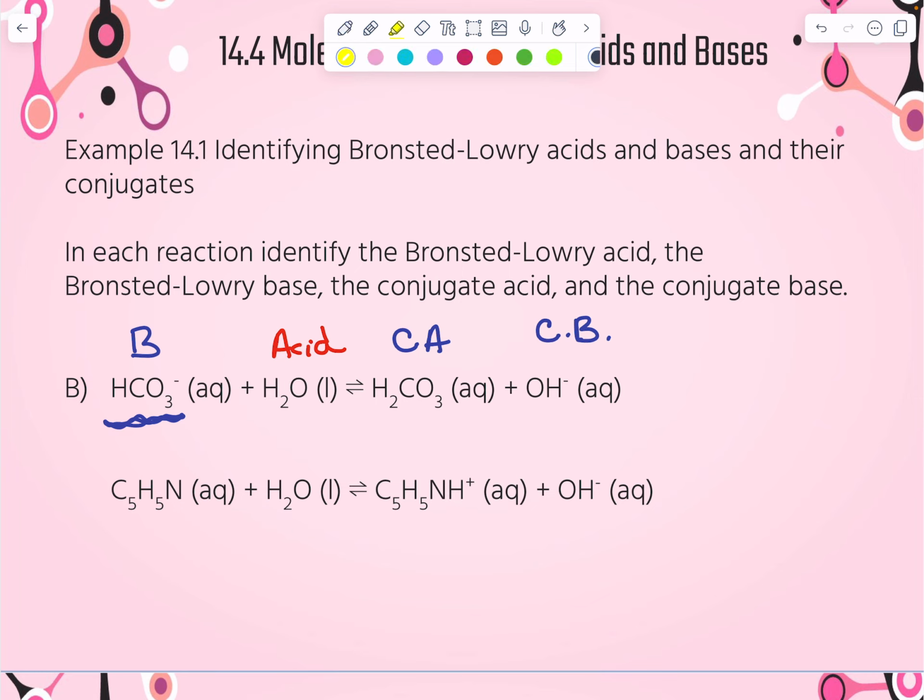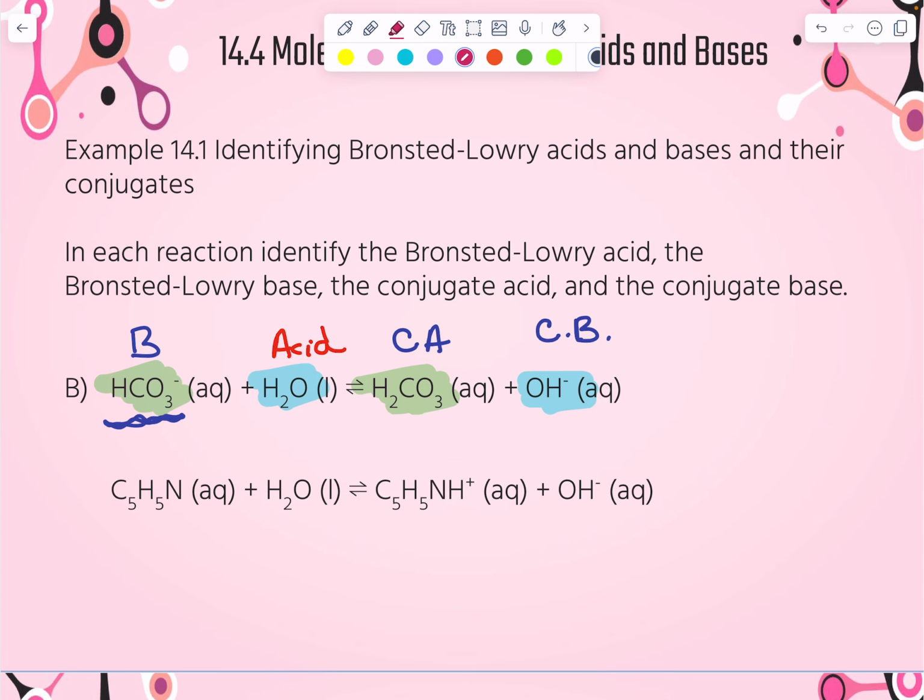Remember, conjugate acid-base pairs only differ by a hydrogen. So for each one of these, you should see that they only differ by a hydrogen. Take a second, pause the video, and look at the next example and see if you can figure out which one is the acid, which one is the base, what's the conjugate acid, what's the conjugate base.